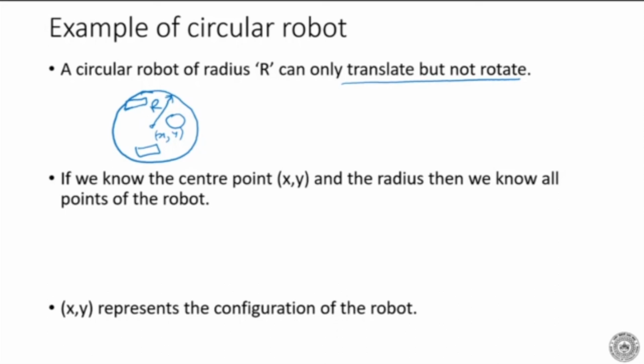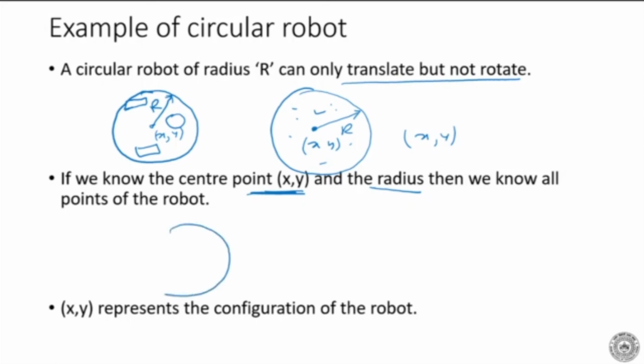Now, if we know the center point XY and the radius, then we know all points of the robot because we know the radius of the robot. So, if I have the center point of the robot here, this is my XY, and I know the radius of the robot, which is r, then if I draw a circle here, then I know all the points inside. So, what is enough to know is only XY. Because it's a circle, if I know the center and the radius, then I know all the points of the robot.